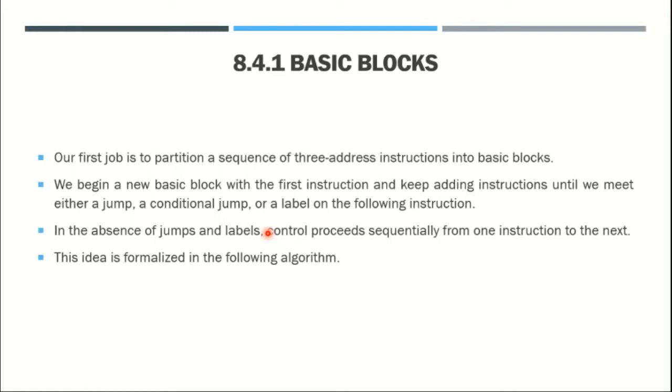So the beginning instruction is in the first basic block, and then we can also add other instructions to the first basic block of that intermediate code representation, if the next instruction doesn't have any jump statement, any conditional jump, or any labels. Then we can treat all those instructions as a single basic block. So in the absence of jumps and labels, control proceeds sequentially from one instruction to the next.